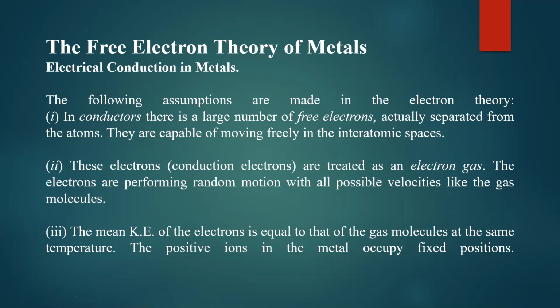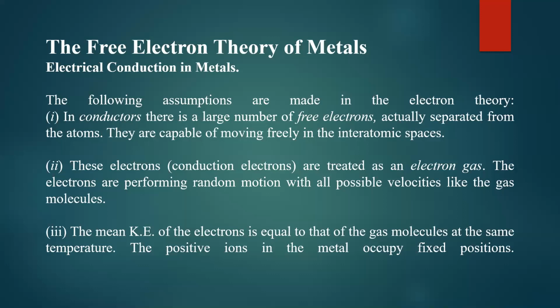The electrons in the outermost shell are called free electrons in the case of conductors, that is, in the case of metals. They are capable of moving freely in the interatomic spaces, that is, they can move freely in the space between the atoms.